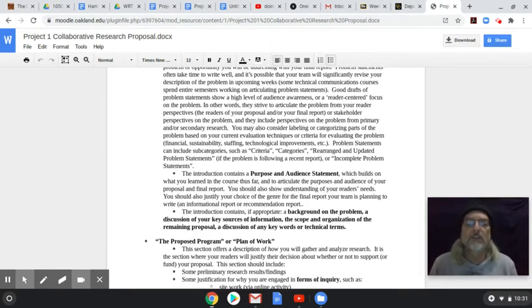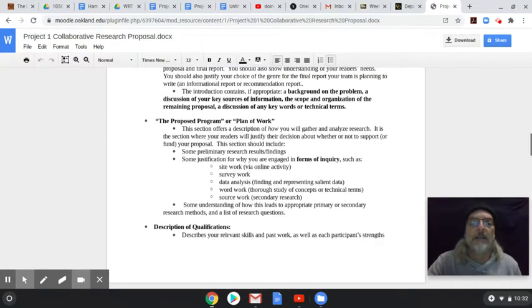And then our introduction also should contain, in this bullet point right here, the background on the problem, key sources of information, the scope and the organization of the remaining proposal, and discussion of any keywords or technical terms, maybe from some of your research that you already know about, or things that you still need to find out and discover. And then we're going to have a section on the proposed program, or plan of work. So what are we going to do?